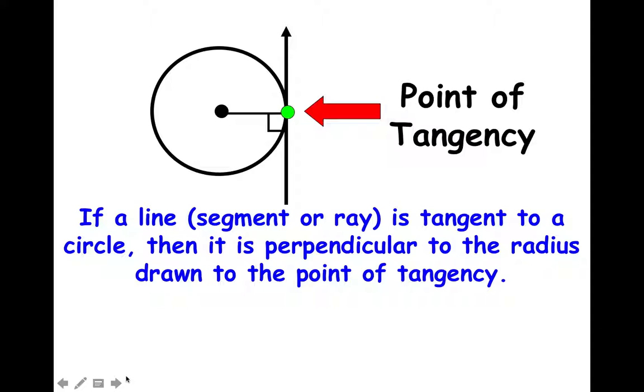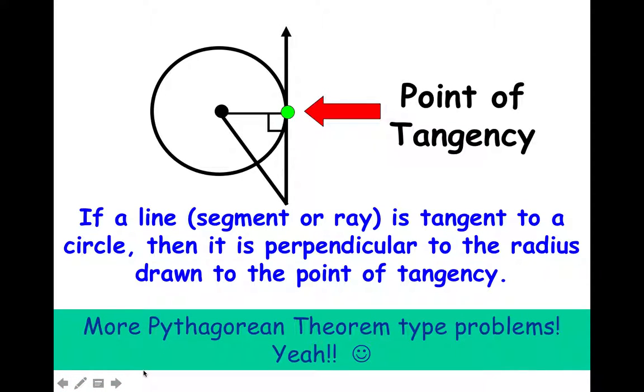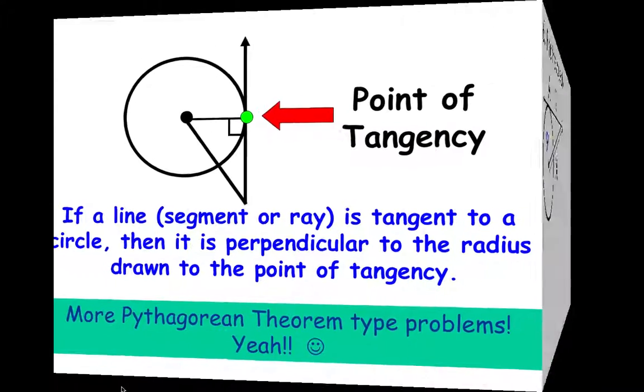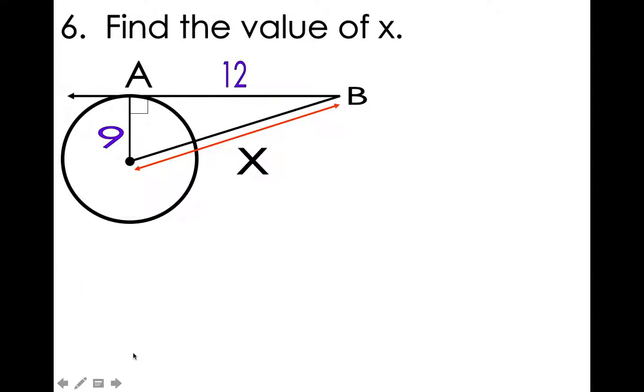Well, ladies and gentlemen, if we create a 90-degree angle, guess what else we can create? We can also create a right triangle. And here we go with some Pythagorean theorem problems. So let's look at number 6. Give you a chance to copy that down.